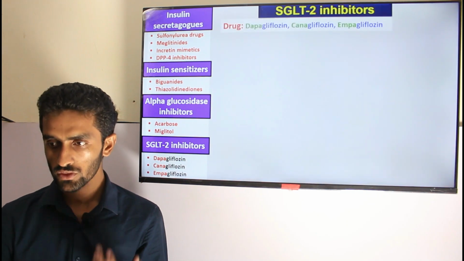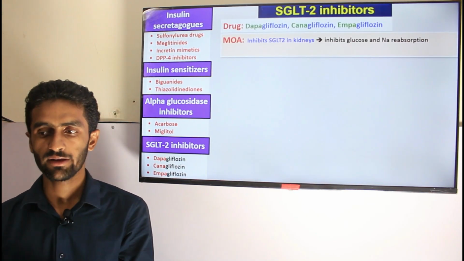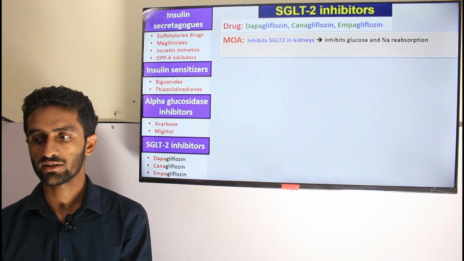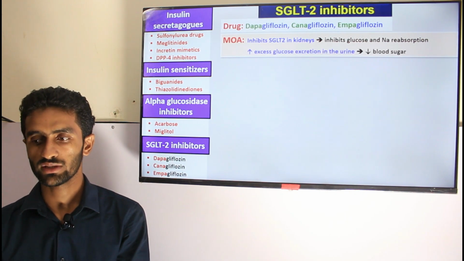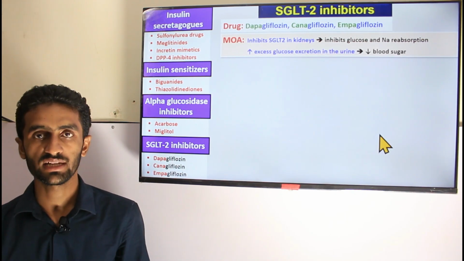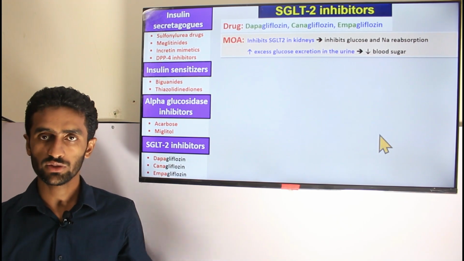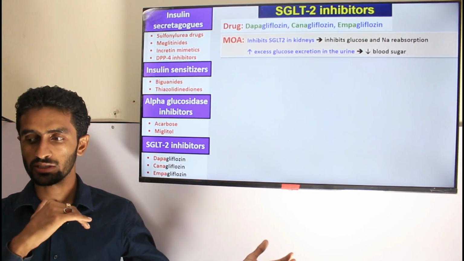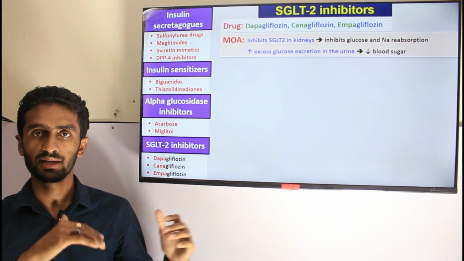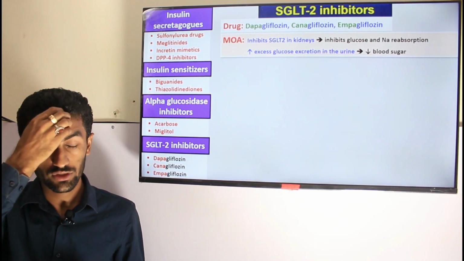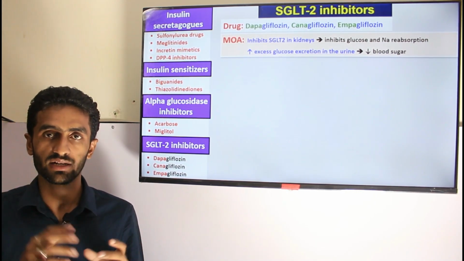Okay, so in the mechanism of action, they inhibit SGLT2, so they inhibit the glucose and sodium reabsorption, so they increase the excretion of the glucose. In this way, they decrease the blood sugar. By increasing the excretion of your sodium, they also have an osmotic diuresis effect.